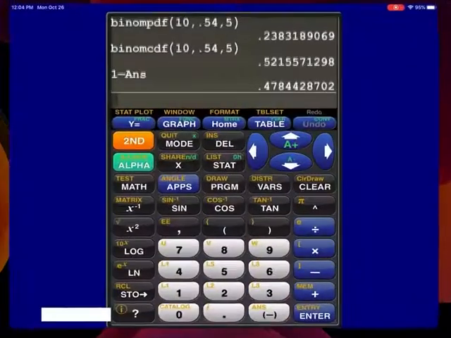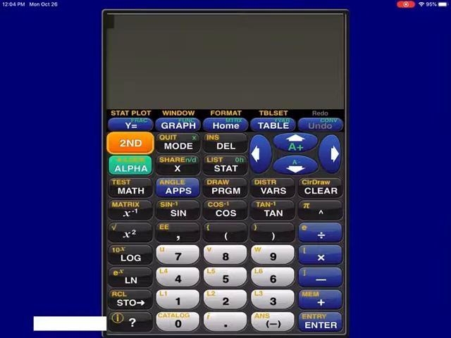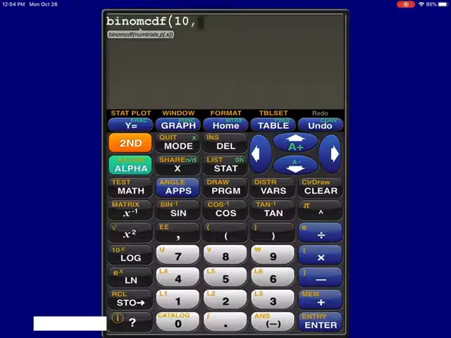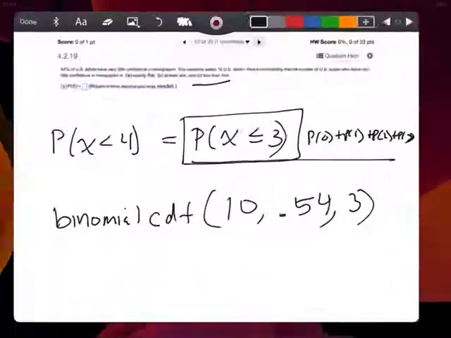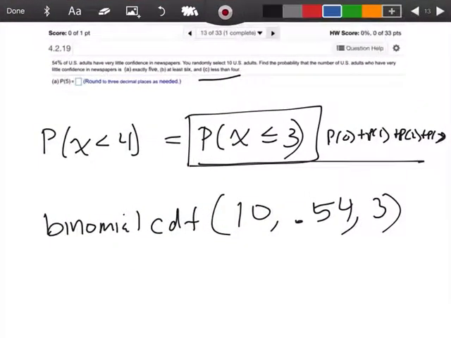So I'm going to do this again on my calculator. Clear that out. Second vars. I'm going to go to binomial CDF with 10, 0.54, 3. Hit enter. And to 3 decimal places, I'm coming up with 0.114. So 0.114.